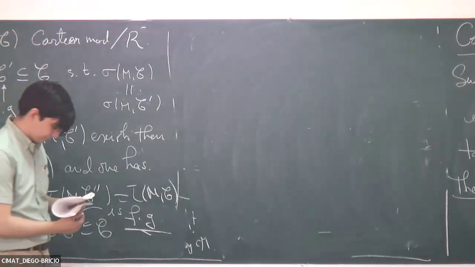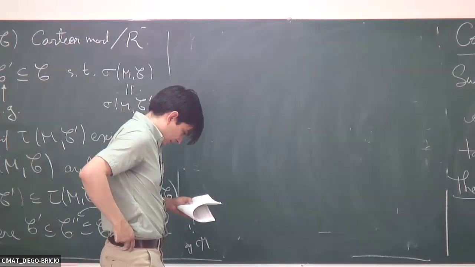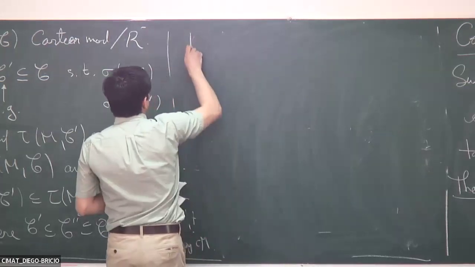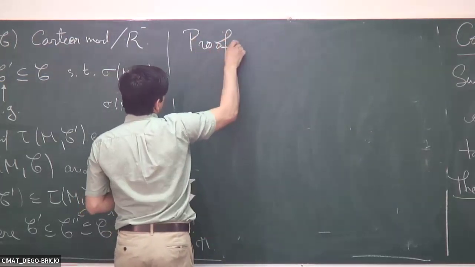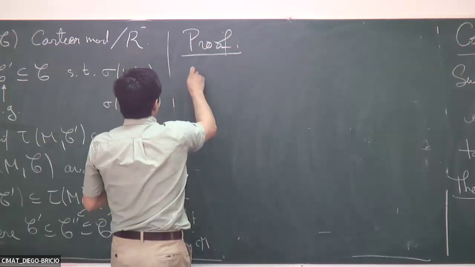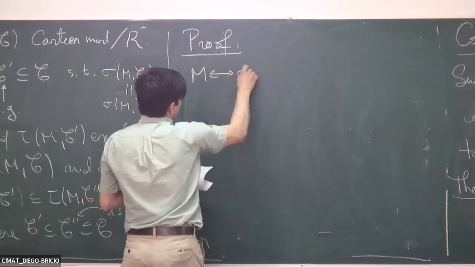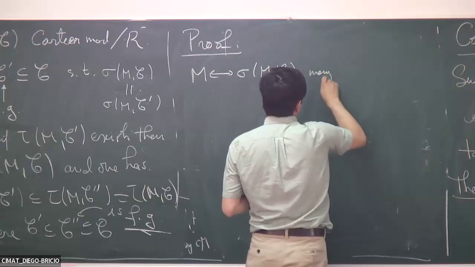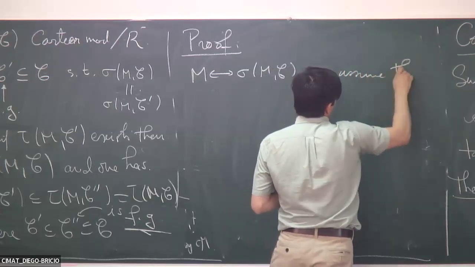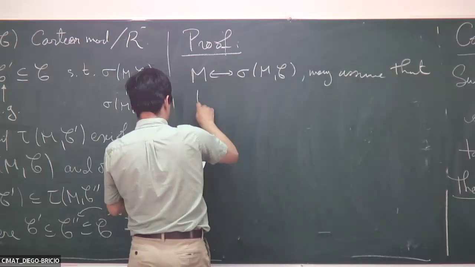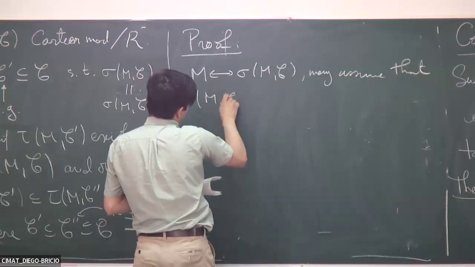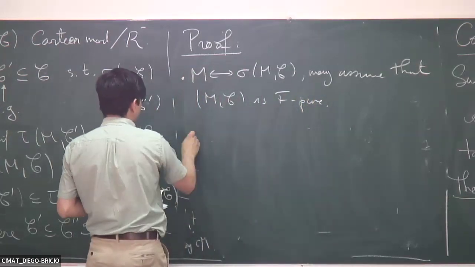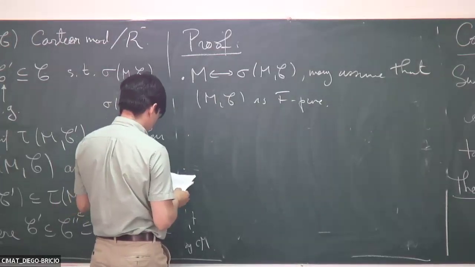Okay. So proof. By replacing, as usual, N with sigma of N comma C, we may assume that N comma C is F-pure. So that's the first reduction that we have done many times already, so everything is fine.